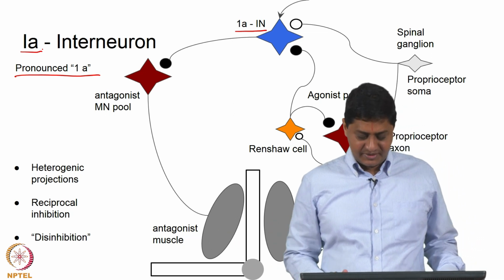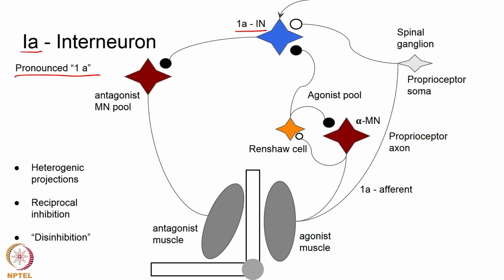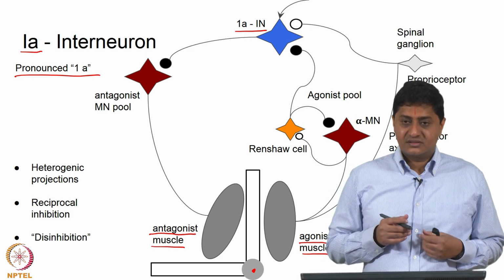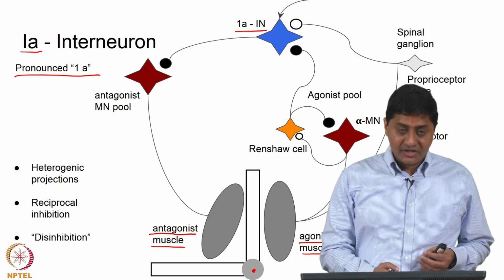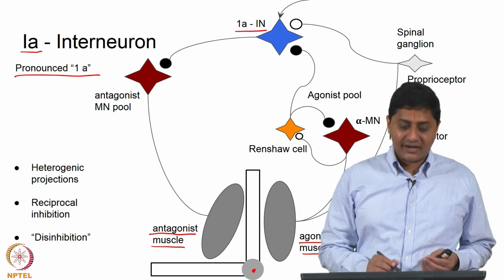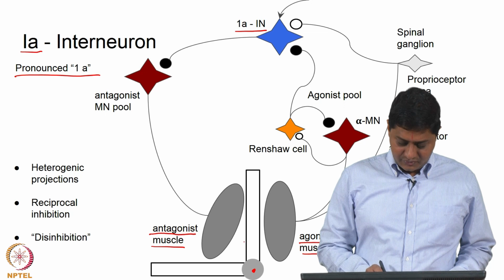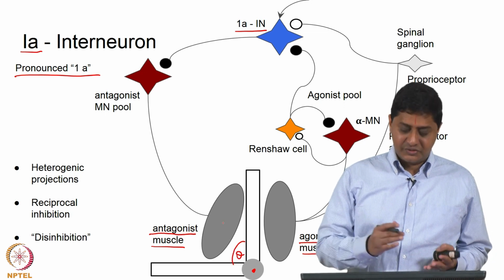Let us consider a simple case. Here is one joint, that is spanned by only two muscles. Let us consider a theoretical case. There are only two muscles, one is the agonist, the other is the antagonist, for the purpose of this discussion. Let us suppose that this antagonist muscle is contracting, or is trying to reduce that angle theta.